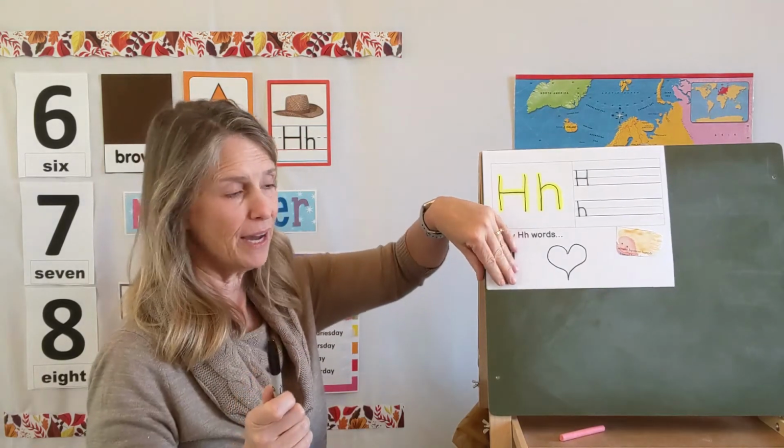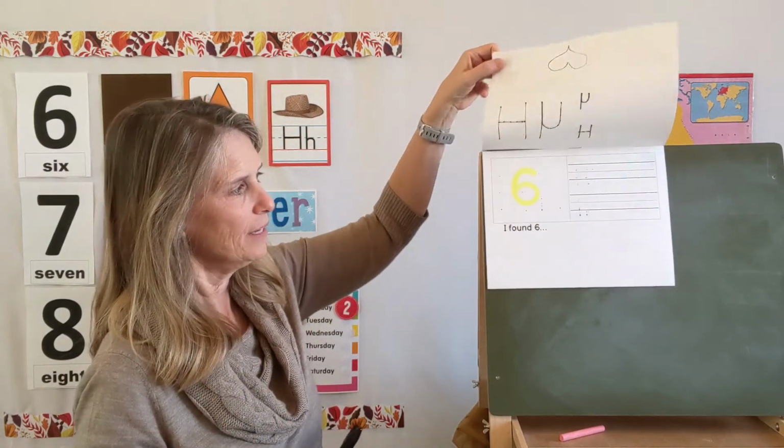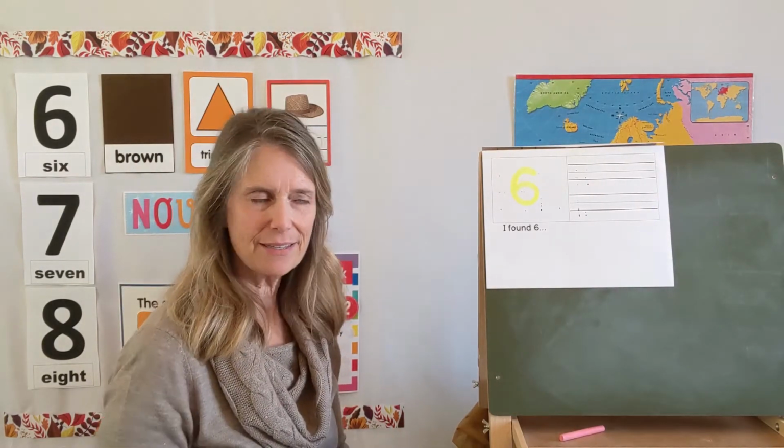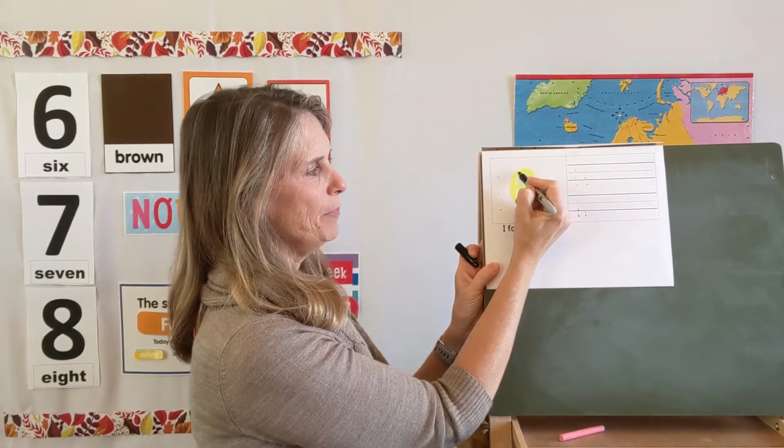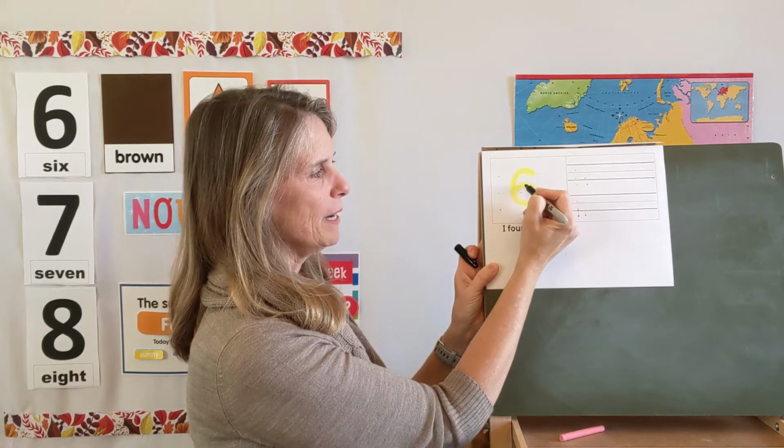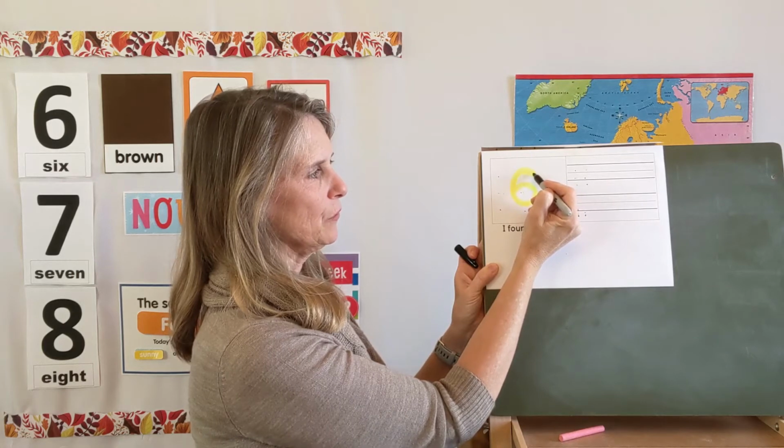But now we're going to move on to the number 6. 6 is a curvy one, isn't it? Let's work on this one together. We start at the top of the 6 and we're going to go up and around, and when we get to the bottom we bounce back up and close it off with a little circle. You ready?